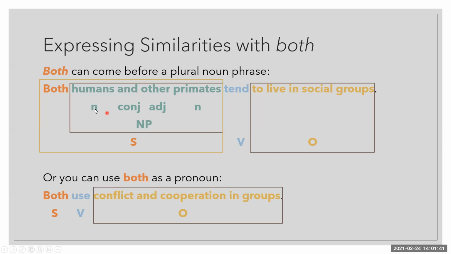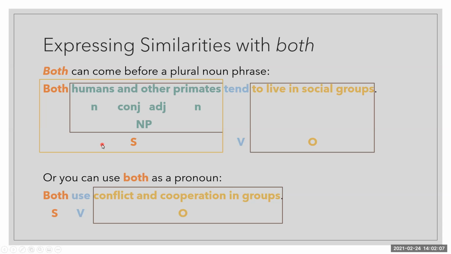You can also use both with a noun phrase where the nouns are singular. So I could say both a person and a primate. And it's plural because the two things together make up two things. Each thing makes up two things.